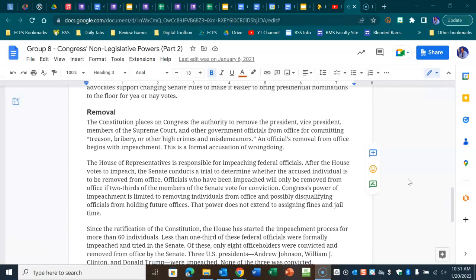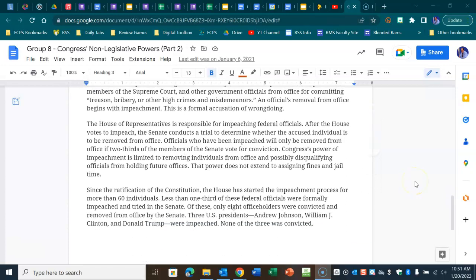Removal. The Constitution places on Congress the authority to remove the president, vice president, members of the Supreme Court, or other government officials from office for committing treason, bribery, or other high crimes and misdemeanors. An official's removal from office begins with impeachment. This is the formal accusation of wrongdoing. The House of Representatives is responsible for impeaching federal officials.